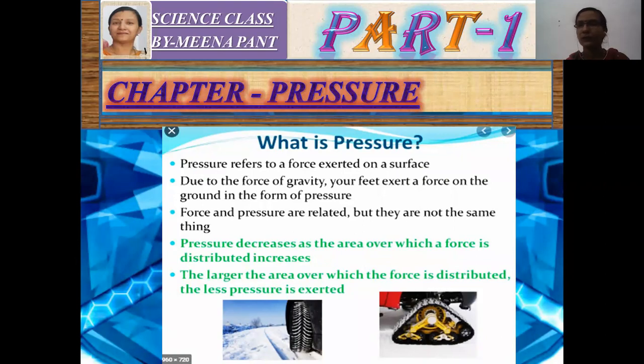Now today we will start the new chapter, pressure. Now what is pressure? First is the question, what is pressure? As in the previous class we have discussed about force. Force is push and pull. So the relation of the force with the pressure.